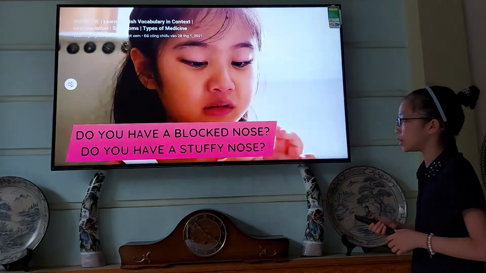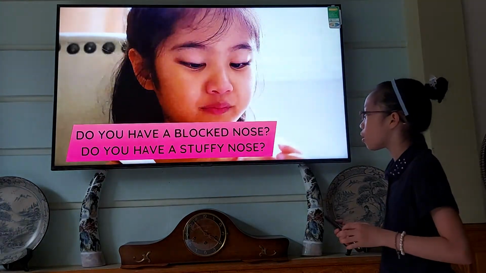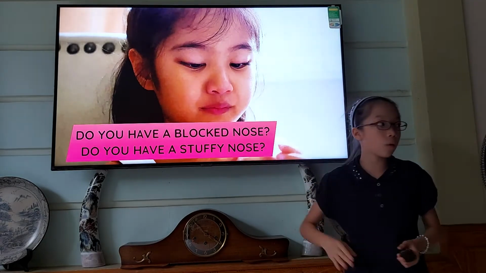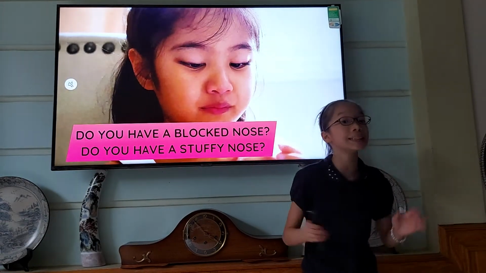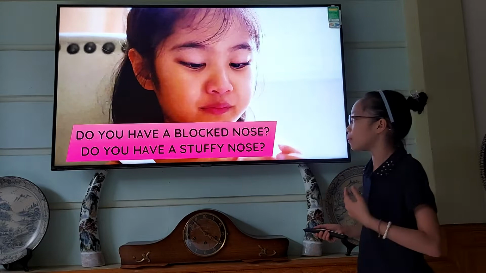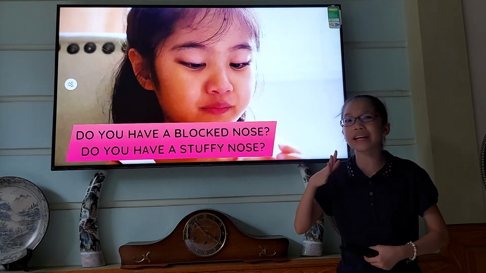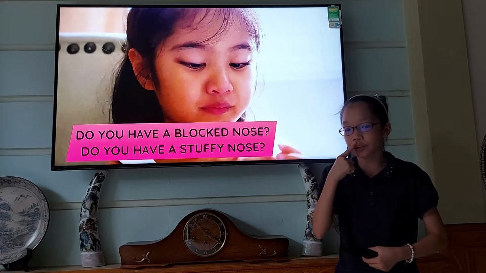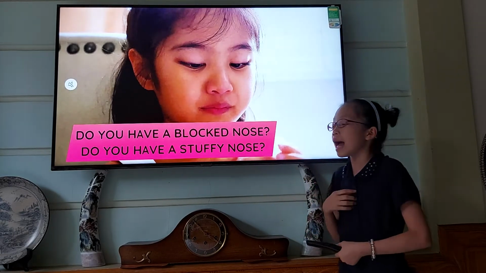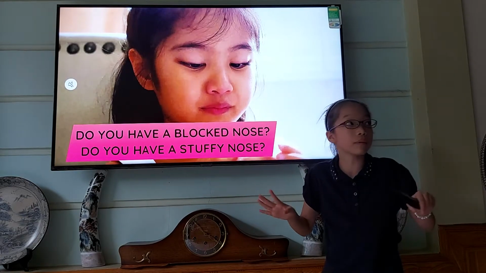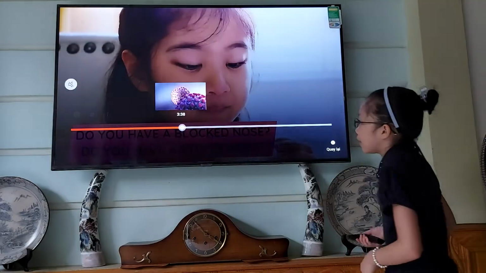Another question is, do you have a blocked nose or do you have a stuffy nose? A blocked nose and a stuffy nose are similar to each other. A blocked nose is when some green liquid is stuck in your nose. So blocked nose, and stuffy nose is the same. You can call it both of them. Okay, next.